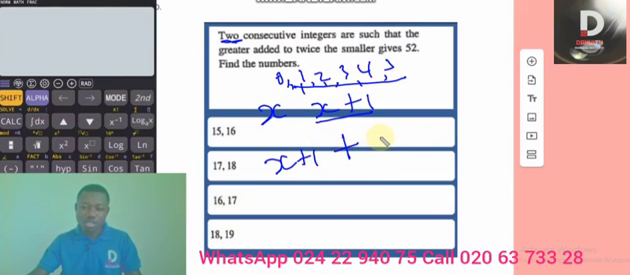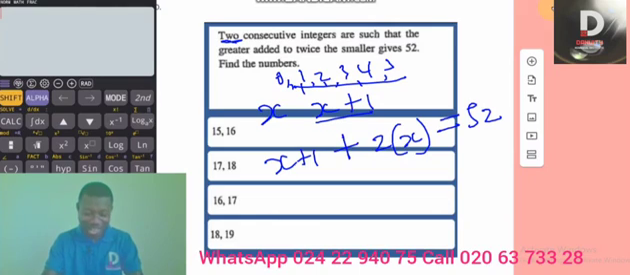Added to twice the smaller. The smaller is the x. Gives 52. Seriously, gives 52. That's it. Write it that way. Calculator, yeah. Let's go. So x plus 1 plus, okay. I think you can solve this with your calculator and you know the answer. So first one is what? X plus 1 plus twice. So 2 into bracket x. I close my bracket.